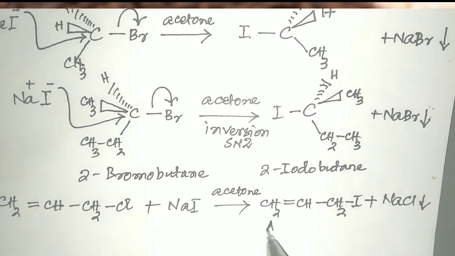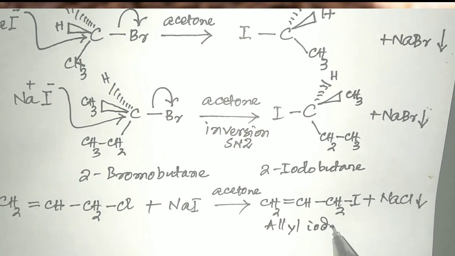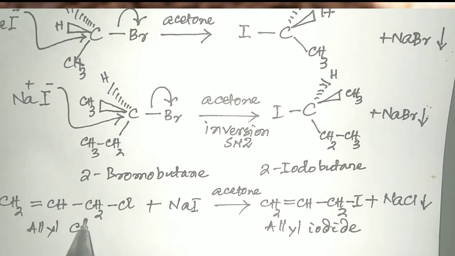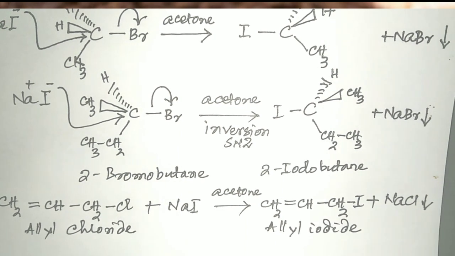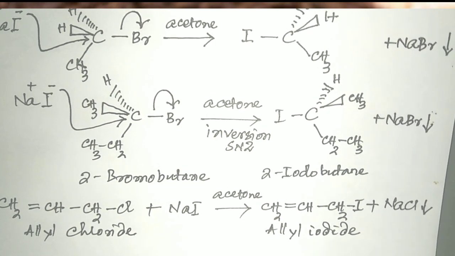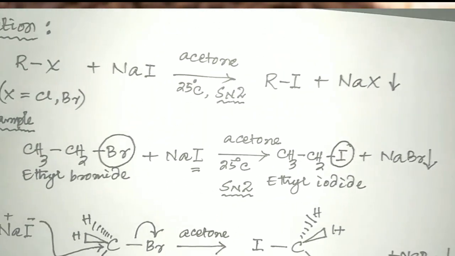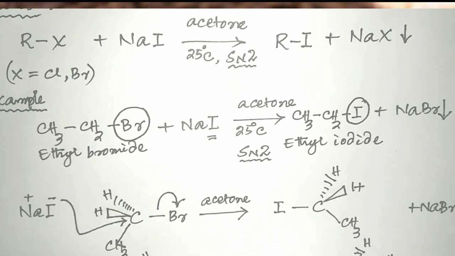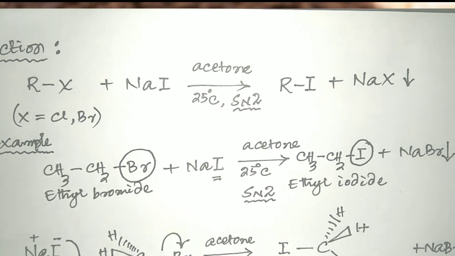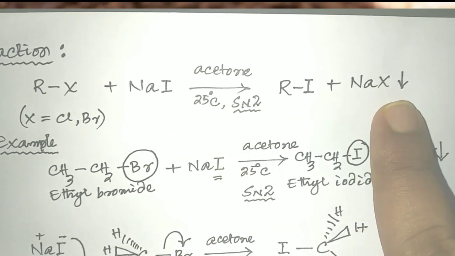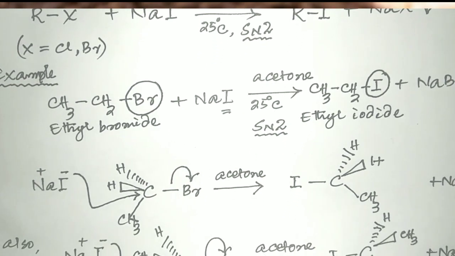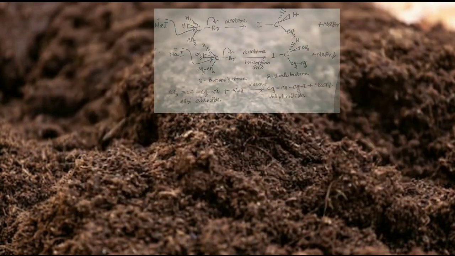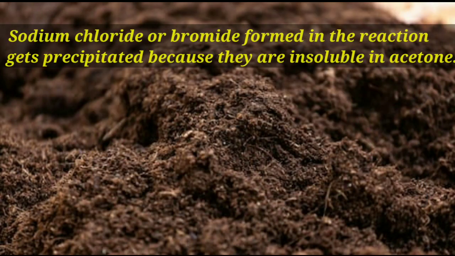So this is allyl iodide, and that has been formed from allyl chloride. So in this way, we can convert alkyl chloride or bromide into alkyl iodide. This is your reaction. Look at the reaction once again. So alkyl chloride or bromide, when treated with sodium iodide, gives the corresponding alkyl iodide. So whenever any chloride or bromide is to be converted into iodide, you need to think about the Finkelstein reaction.